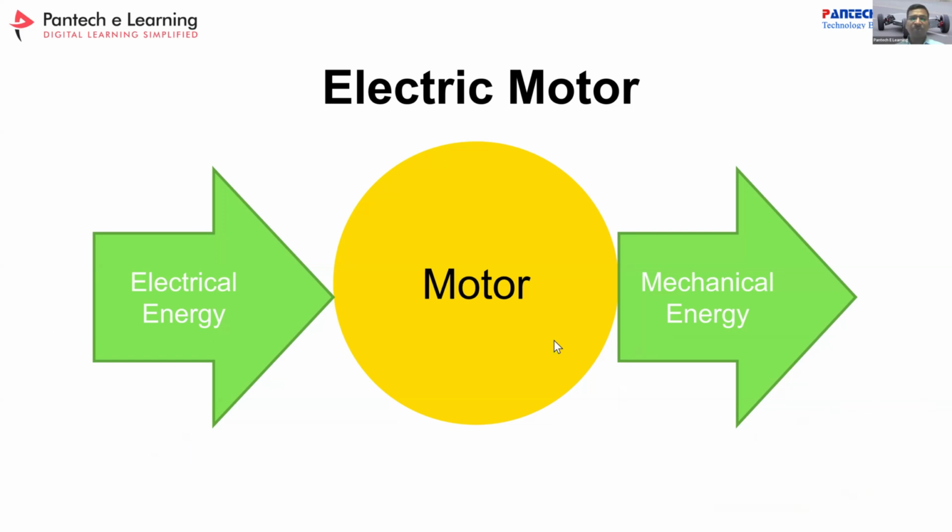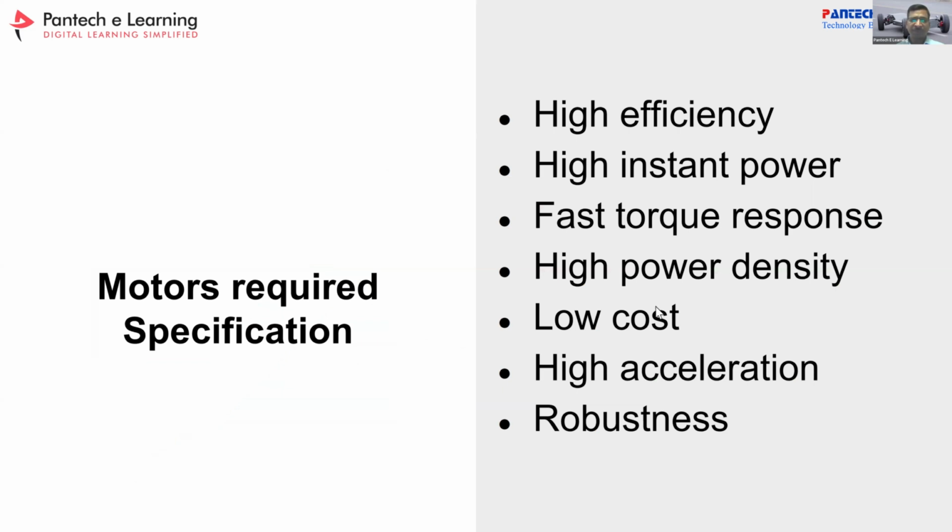How can you select the proper motor for your EV application? First, irrespective of motor type, the motor should have high efficiency and high instant torque, because we are going to apply this motor in a non-linear segment, the EV application. So the instant power delivery should be high, with fast torque response, high power density, meaning the size should be very small and the torque high, and low cost. Of course, cost plays a major role, and high acceleration, and then robustness.